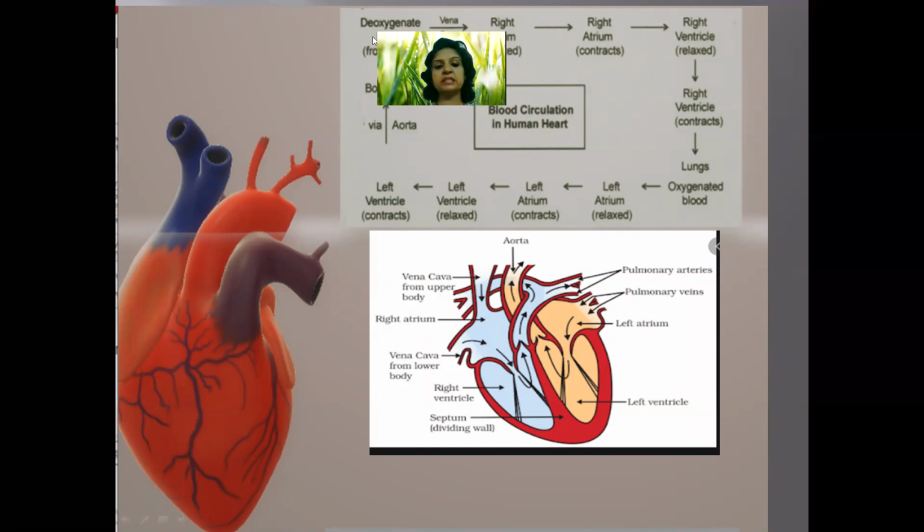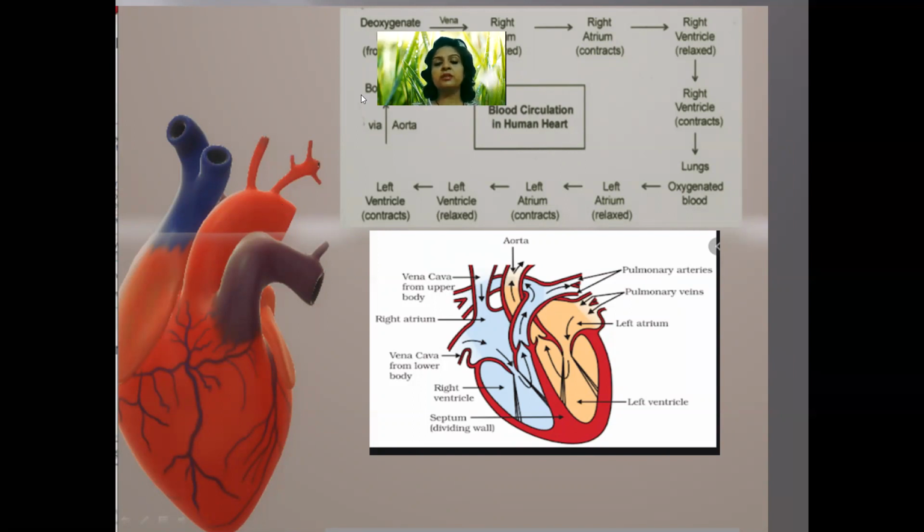You can see this heart with the blue color showing the veins. They are pouring the blood into this particular heart, and this brownish color is basically the pulmonary vein pouring the oxygenated blood, and the red color one, the aorta, pouring the oxygenated blood to the body.